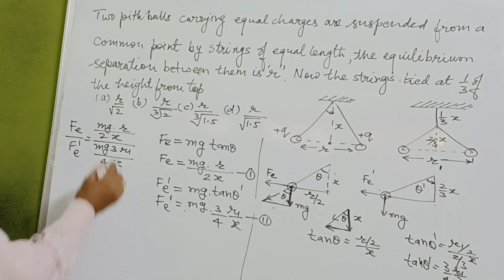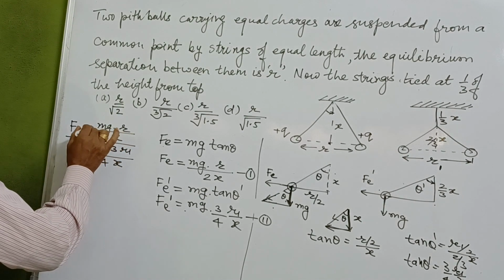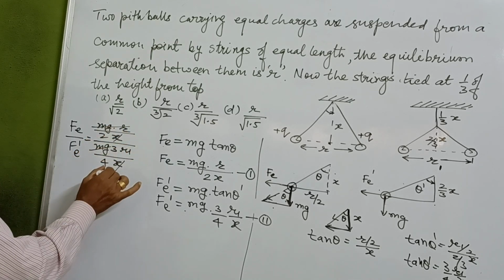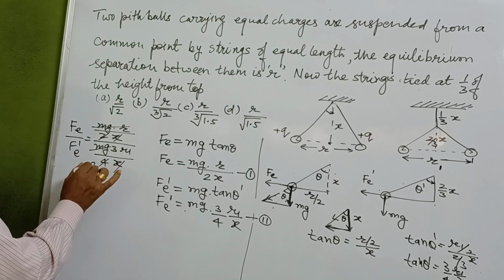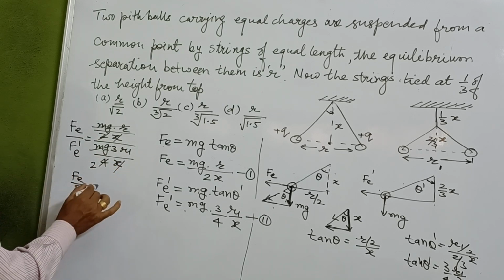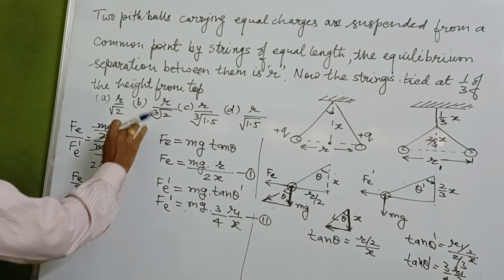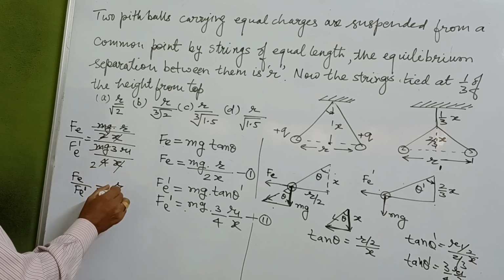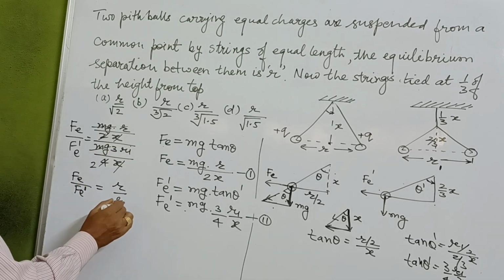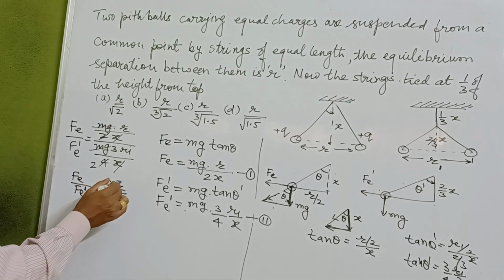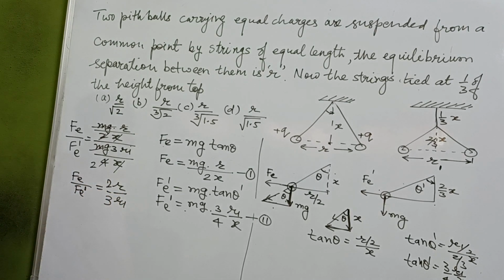Now these values will cancel, mg, mg, and this x, and it is 2 times. So Fe upon Fe dash will be given by 2 upon 3 times r upon r1. This is the relation which we have got.